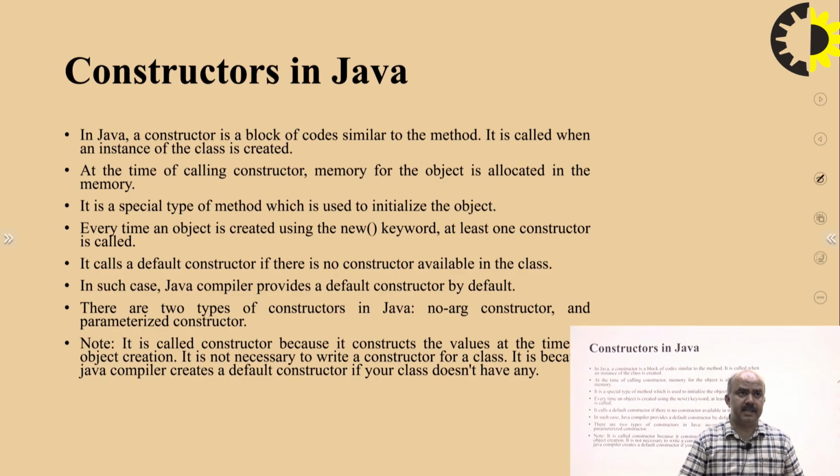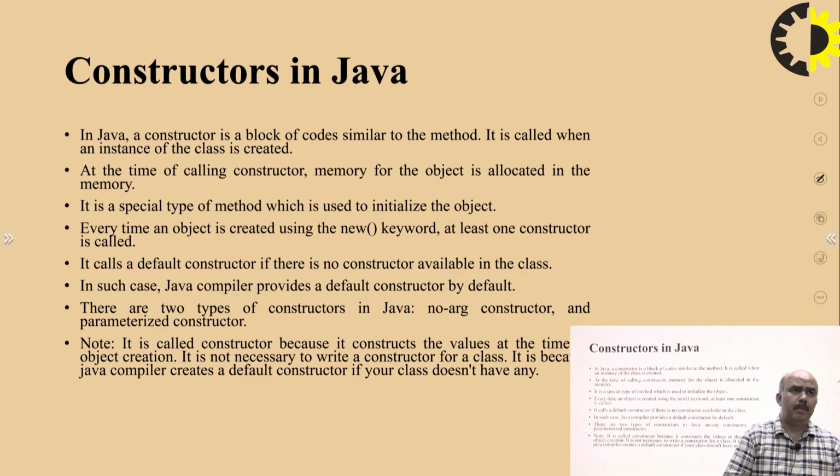A constructor is basically a block of code which is similar to a method. It is called whenever an instance of a class is created. At the time of calling the constructor, memory for that object is allocated. It's basically a special type of method which is used to initialize objects.